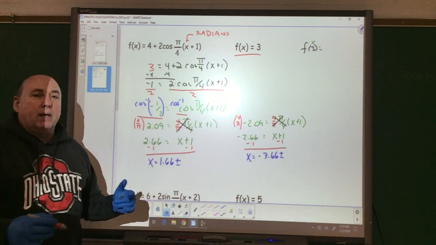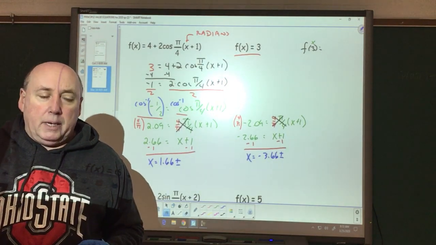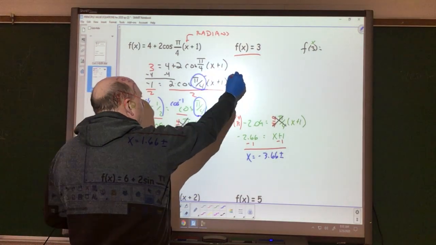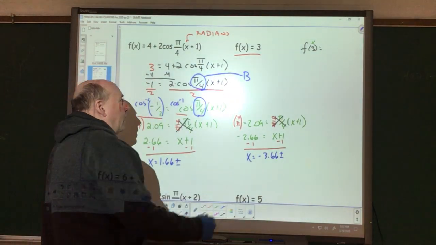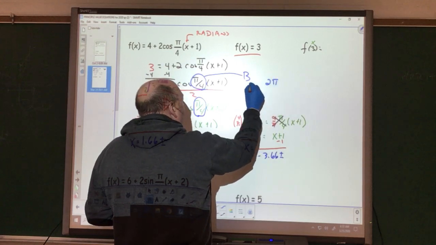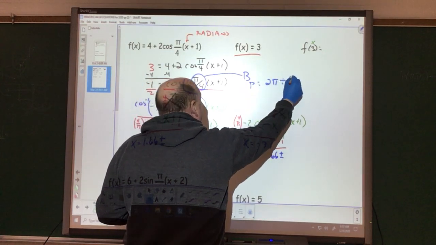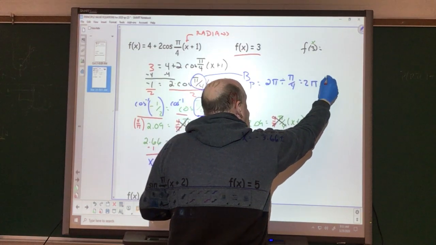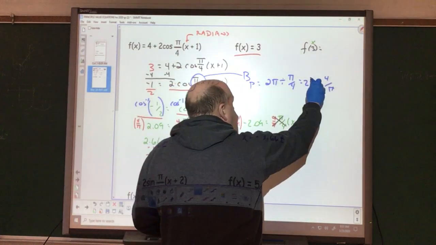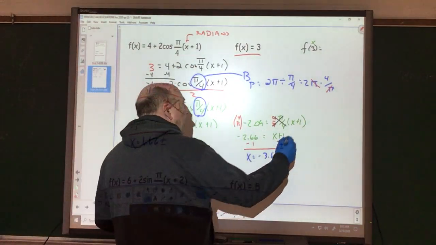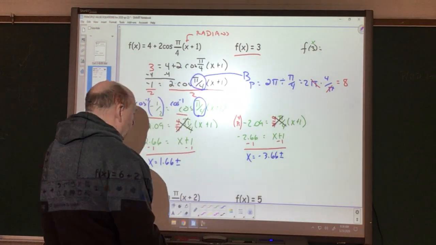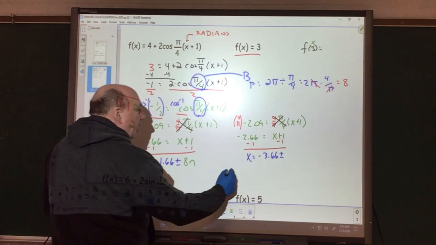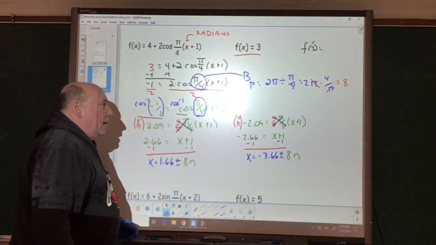Now, as we talked about yesterday, how we calculate the period, it's not just 2 pi or the 360 degrees. Because we have a function now that we are dealing with, this is our b value. So we have 2 pi divided by pi over 4, which is like multiplying by 4 over pi. The pi's go bye-bye. So we're left with 2 times 4, which is a value of 8. So we have 1.66 plus or minus 8n. Negative 3.66 plus or minus 8n. That is our period n.